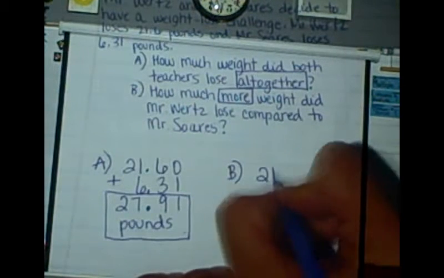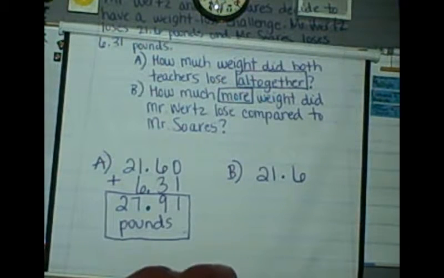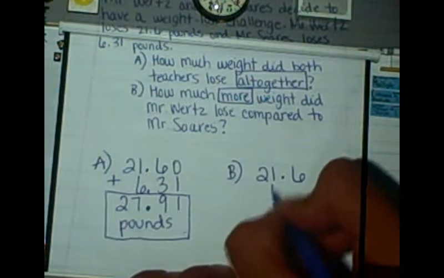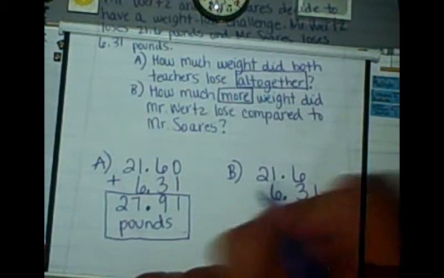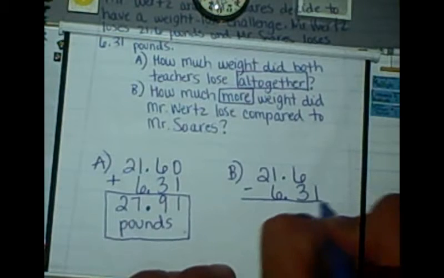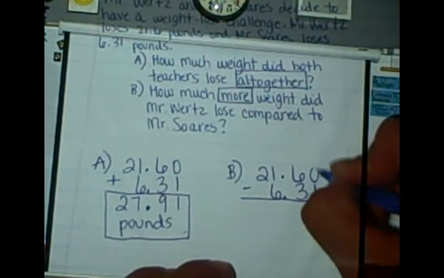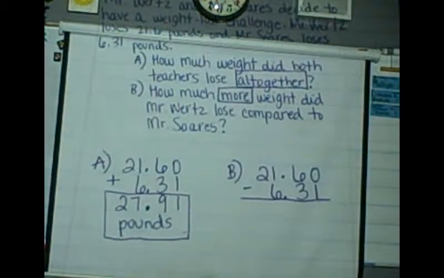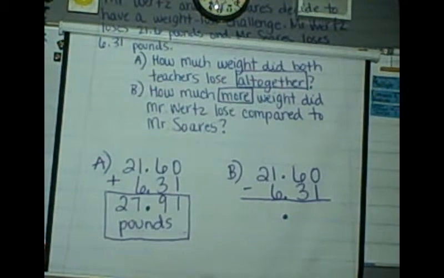Mr. Wirtz's amount is still 21.6 pounds. Mr. Suarez still lost 6.31 pounds. Now we are subtracting them, and again, please notice that our decimals have been lined up. It is very important that you do fill in the empty space with the 0 here, because with subtraction, we might need to borrow. Alright, in your answer, the decimal will come straight down.